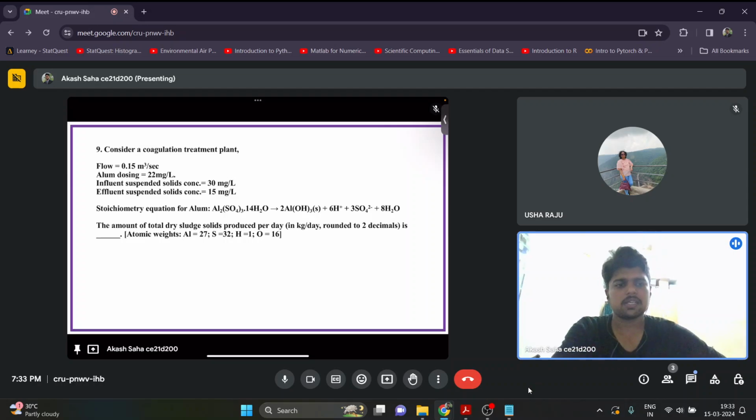So we have two things here. In the coagulation treatment plant, we have alum. Since alum is mixed with water, it will give some aluminum hydroxide precipitates, so it will give some dry solids. And also there are some suspended solids that are removed with it. The influent is 30 milligram per liter and the effluent is 15 milligram per liter. So from that also we can find out how much suspended solid is removed as dry sludge. So totally how much dry sludge is being removed, we have to find out. Okay, we will see how to solve this problem.